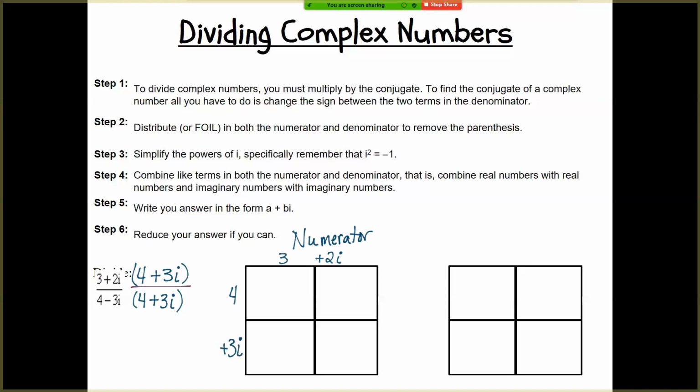Then I'm going to do exactly what we've been doing. We're going to multiply corresponding parts of the box. The first top left box, 3 times 4 is 12. Top right box, 2i times 4 is 8i. 3 times 3i is 9i. And 3i times 2i is 6i squared. Again, we've got to get rid of this i squared, replace it with -1. So -1 times 6 is -6.